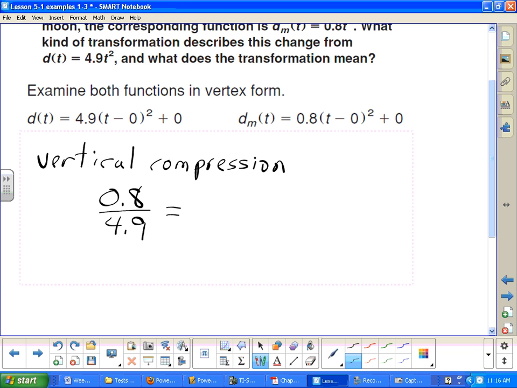And what do I get when I divide 0.8 by 4.9? Okay, what is it? 0.163. Okay, so we'll say this is approximately a vertical compression of 0.16. Okay, so what does that transformation mean then as far as talking about the Earth and the Moon?